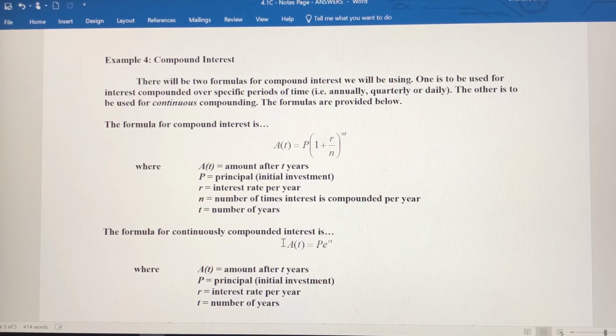With compounding continuously, again, we use the A, the P, the R and the T. Notice the N is missing from this formula because we're not compounding over specific periods of time, but we're compounding continuously. So N is not necessary here.